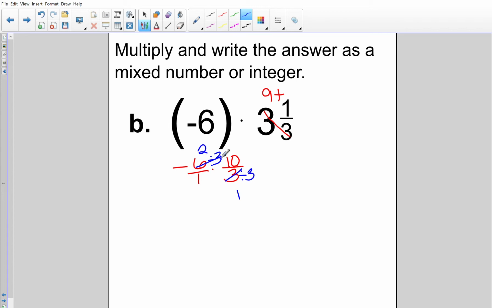So I've got -2 times 10. I have just ones in the denominator, so it's just going to become a -20. And again, feel free to use your calculator on any of these with no variables. This is just a quick way of getting the answer and moving forward.